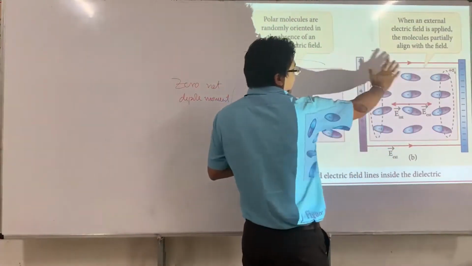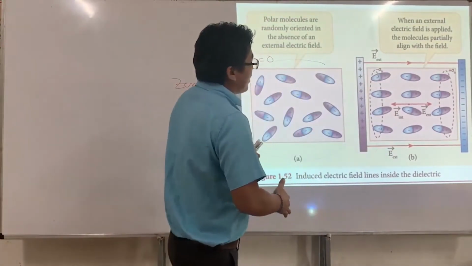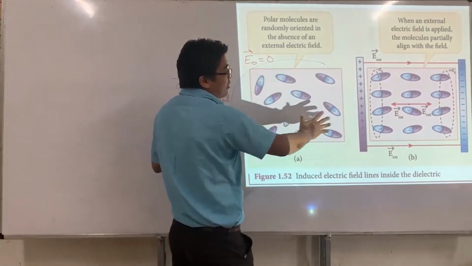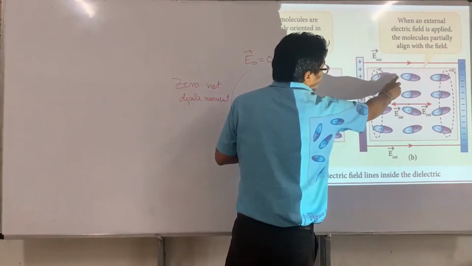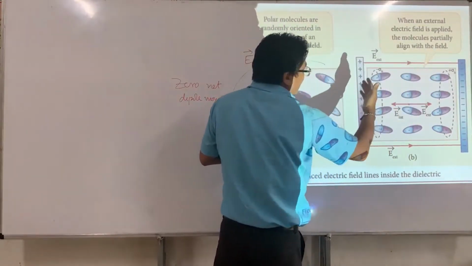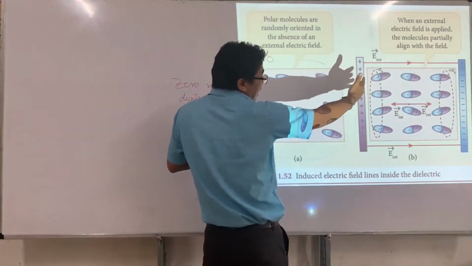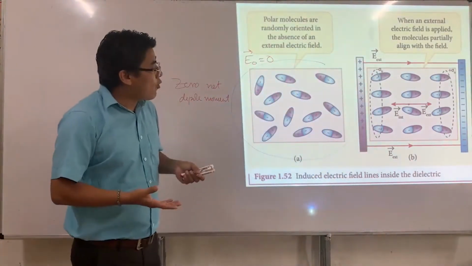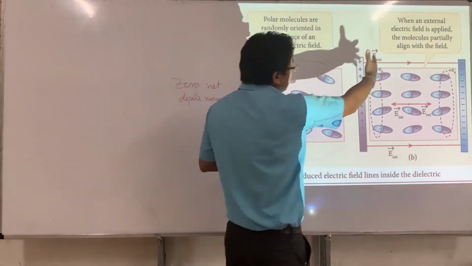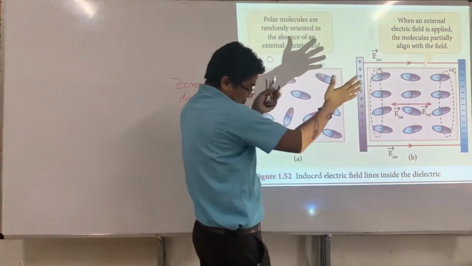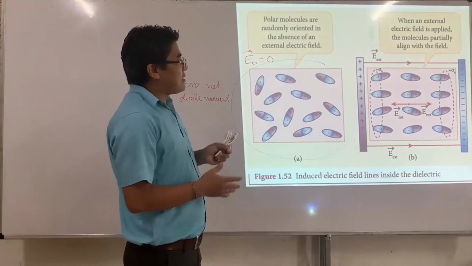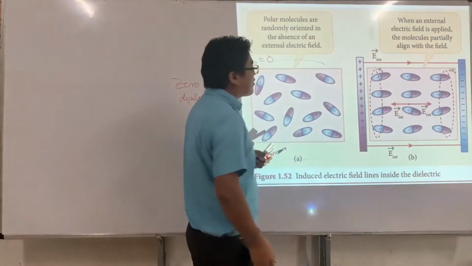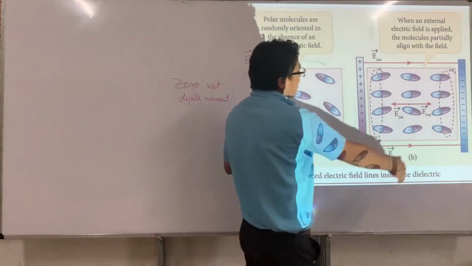This pattern shows you that it is no longer random. This was a random pattern. However, look here. The positive charges are along this side and the negative charges are along this side, so you will have a net dipole moment. Because of this alignment, you find a positive charge surface at one side and a negative charge surface at the other side.